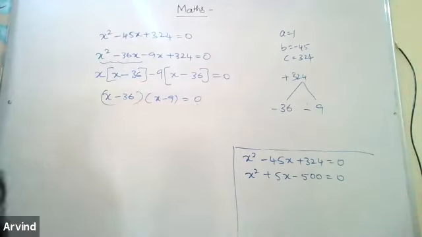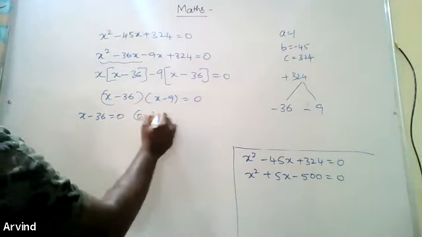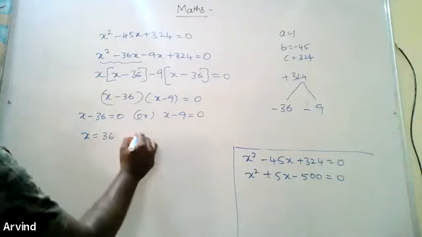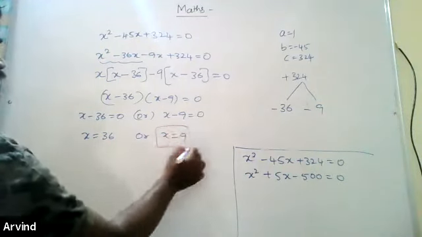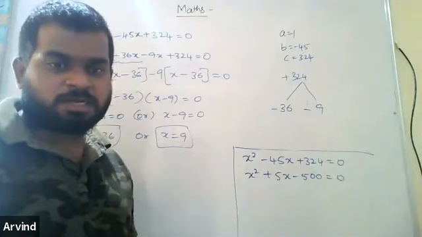If the product of two things is 0, individually you can do it. x minus 36 is equal to 0 or x minus 9 equal to 0. So x becomes 36 or x becomes 9. Is it clear to everyone? Is it clear at least now?